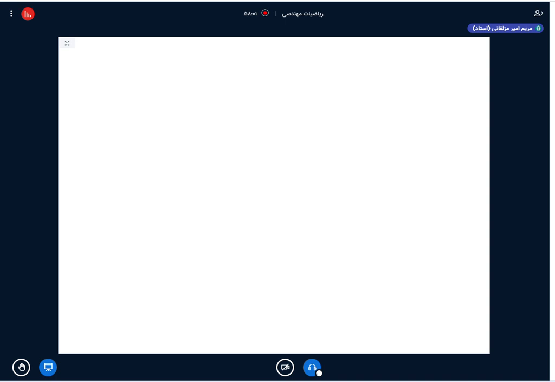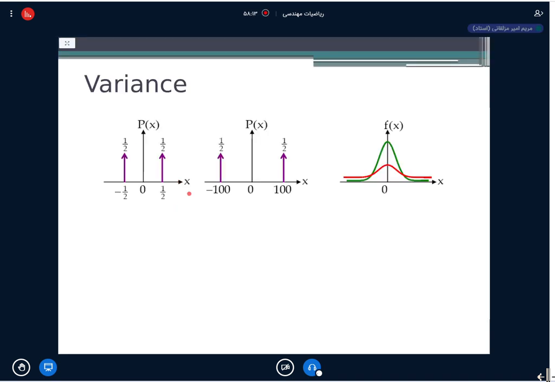Okay, here we have some examples. Suppose we have this random variable x. This is the PMF of this random variable. This random variable takes the values negative one half and positive one half with the same probability of one half.